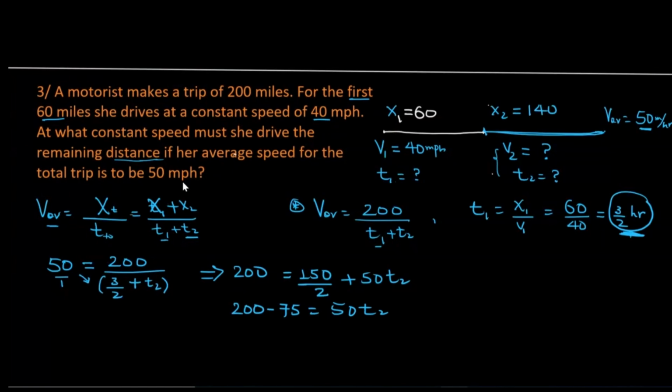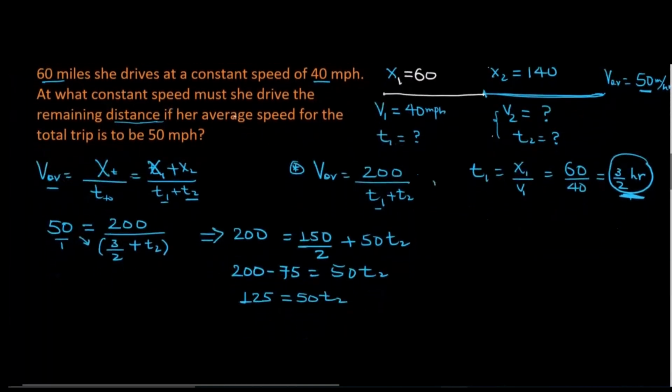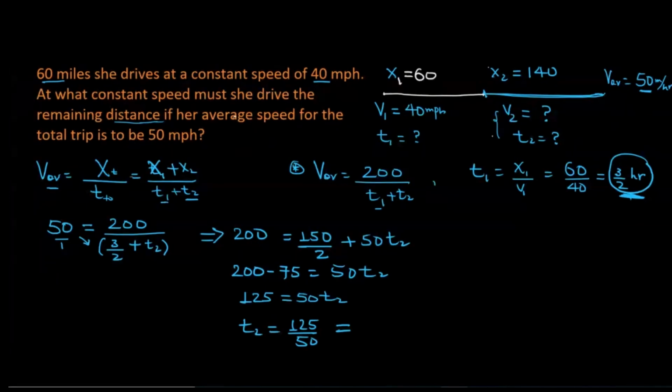Okay, now very close. 200 minus 75 is 125, which is equal to 50 T2. If I divide both sides by 50, I remain with T2 on the right side, which I can write using the commutative property as 125 over 50. If I simplify this, it is simply 5 over 2 hours.